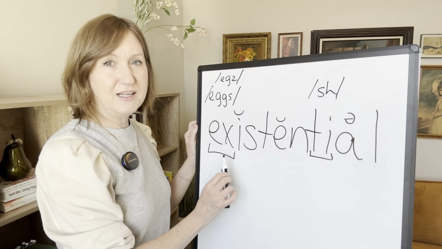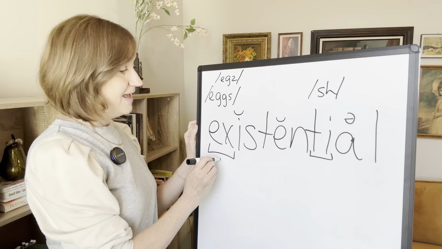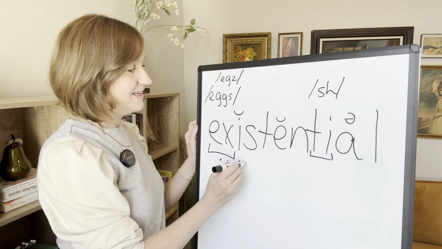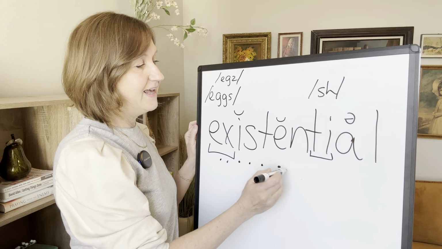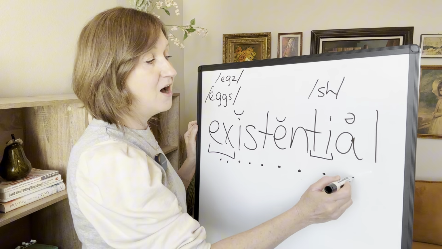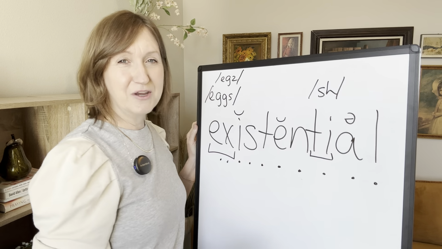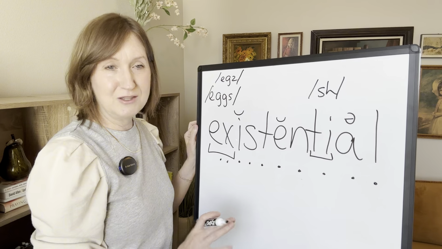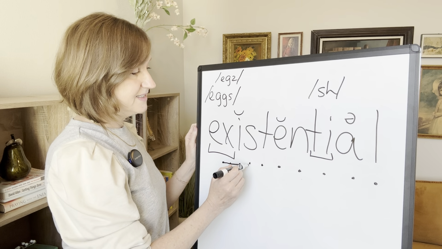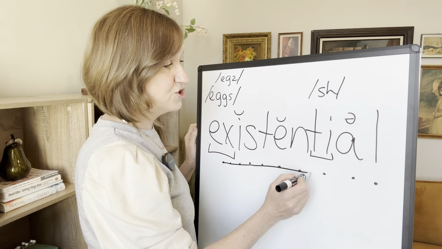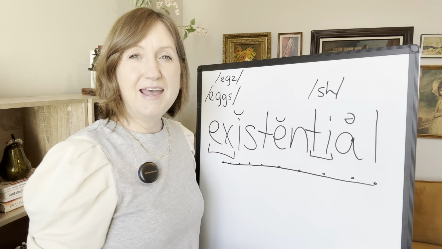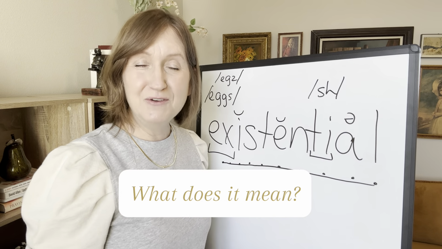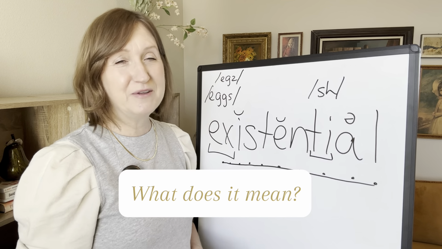We'll place a dot underneath each sound like this. Eggs, I, S, T, E, N, Sh, A, L. Then we're going to connect those sounds to read the word. Existential. Now, if you can define existential for us, please put that in the comments.